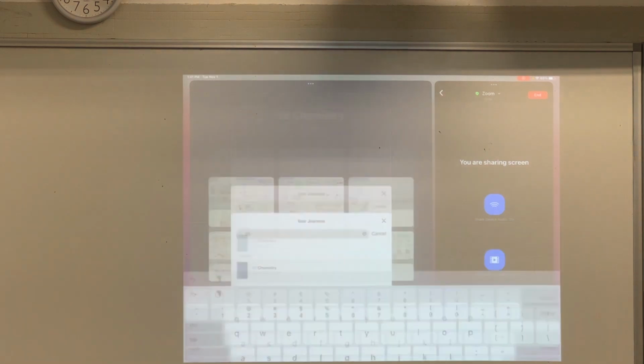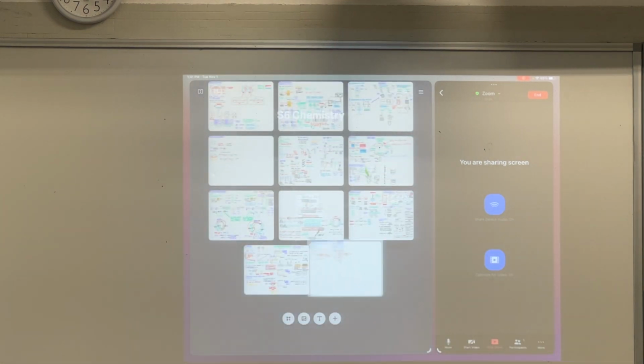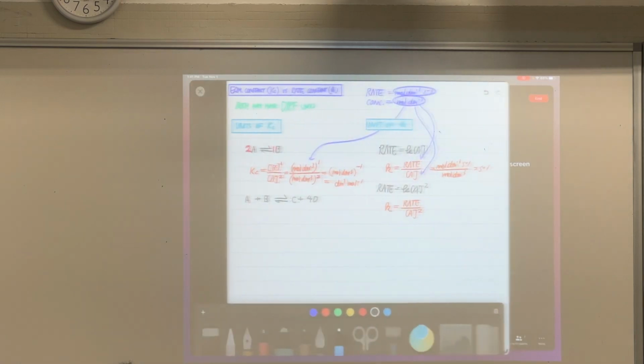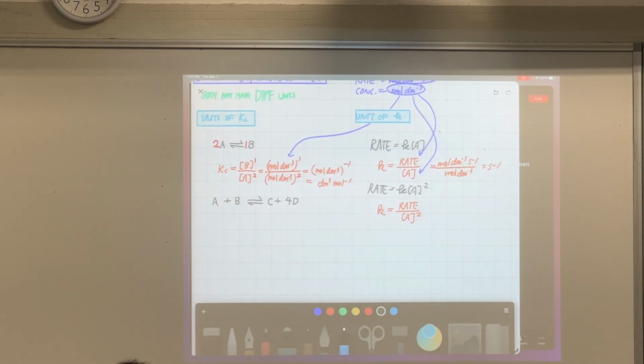You can know about the meeting detail here, and then we'll pick up from where we were last time. Last time we stopped at the derivation of the units of rate constant and equilibrium constant. And we mentioned that they are different, right?